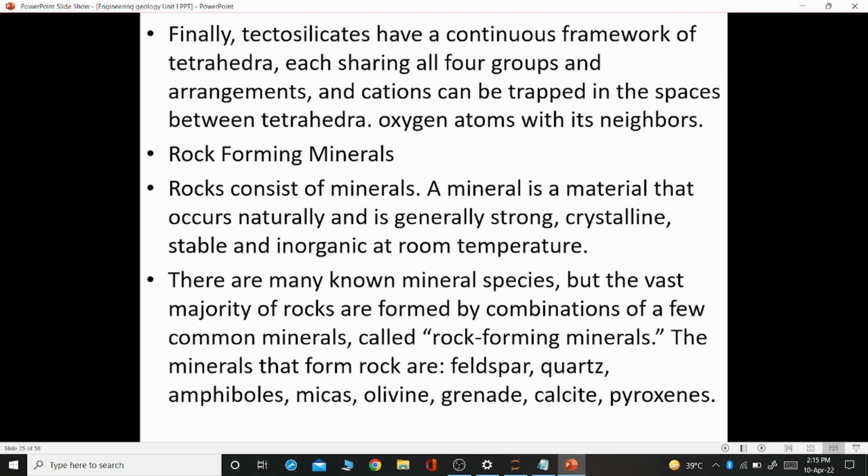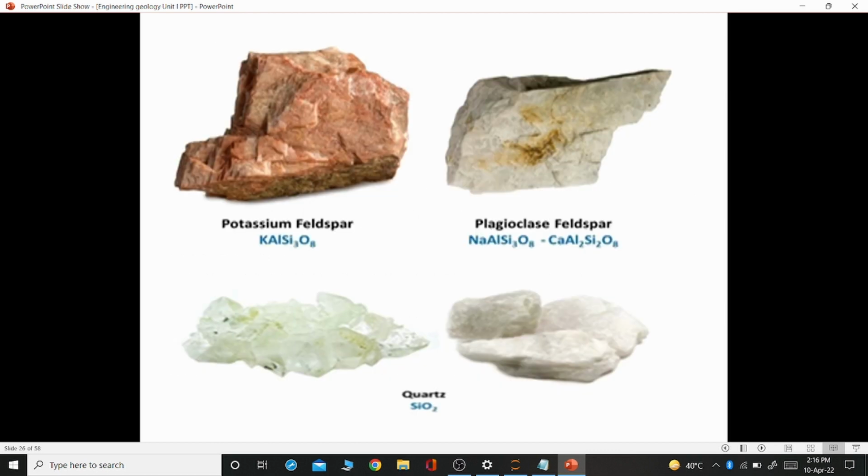Now next topic, rock forming minerals. Rocks consist of minerals. A mineral is a material that occurs naturally and is generally solid, crystalline, stable, and inorganic at room temperature. There are many known mineral species, but the vast majority of rocks are formed by a combination of a few common minerals called rock forming minerals. The minerals that form rocks are feldspar, quartz, amphiboles, mica, olivine, garnet, calcite, pyroxene. These are various types of minerals.